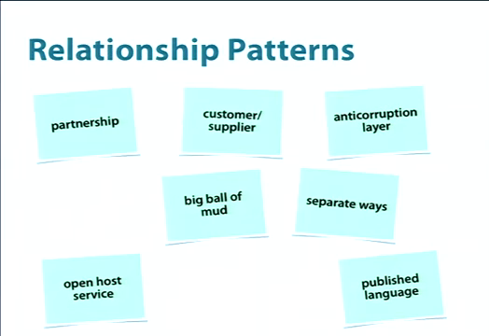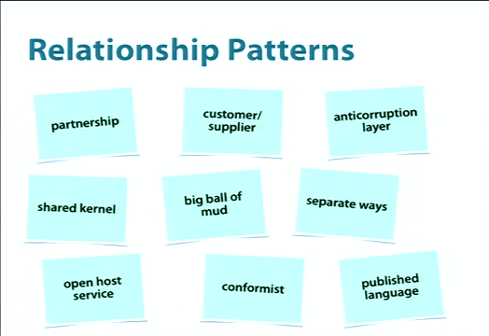So partnership. This is where you have two teams working on two different bounded contexts, and they have a give and take relationship. They work well together. They have a great relationship. They're able to send requests back and forth. Customer-supplier. This is more of a one-way relationship where one party can request things of another party.